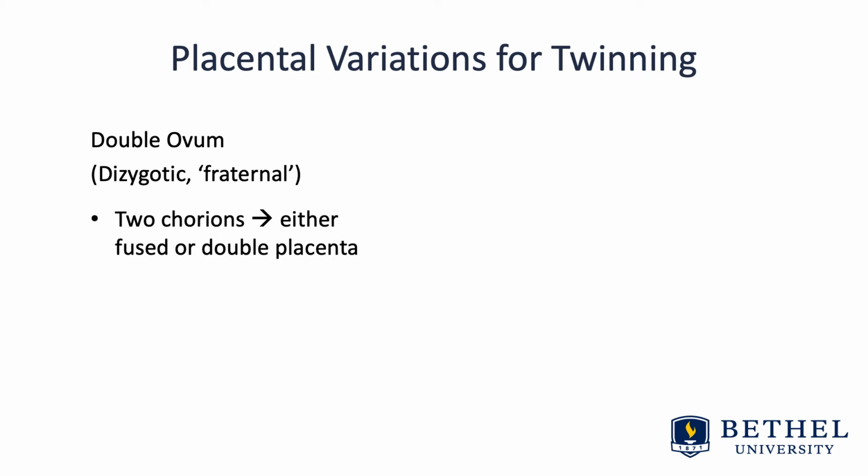And on imaging, it could look like they're fused together, but it is two separate placentas, regardless of if it's challenging to visually tell if it's one placenta or a fused placenta. Okay, so that's our dizygotic twins.